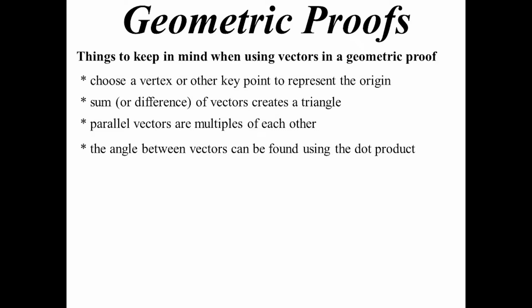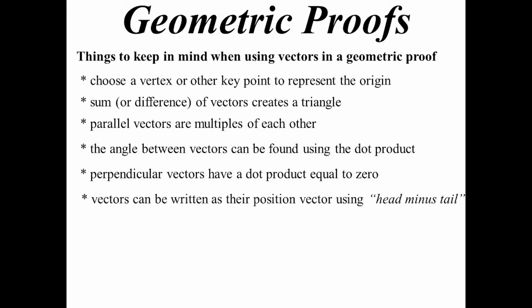But, the angle between vectors we saw yesterday, we can find that using the dot product. And that's useful then because if I want to prove two lines are perpendicular, I can show their dot product is equal to 0. And you can always rewrite your vector as a position vector, head minus tail. That idea. Okay, so let's prove a few.